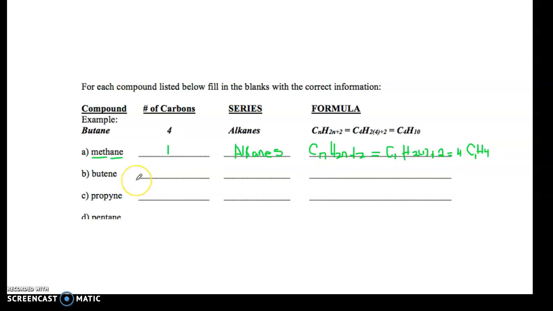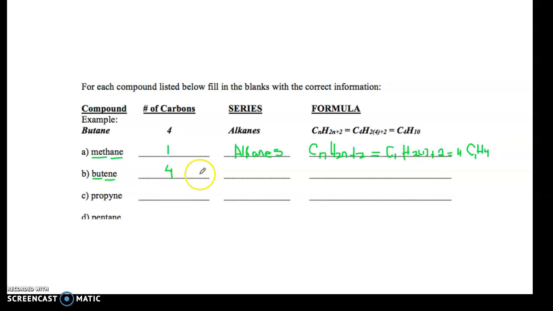All right, let's go to butene. Butene is a little different. Bute. I'm going to look at table P once again. Bute is 4. That is what the prefix bute stands for. I use table P to help me figure that one out. Then I'm going to look at table Q to see which one of the homologous series it is. Because it ends in ENE, it is an alkene.